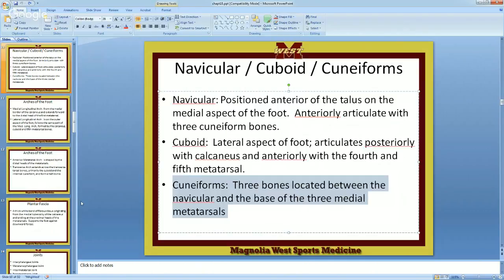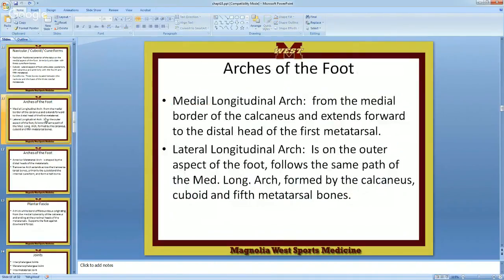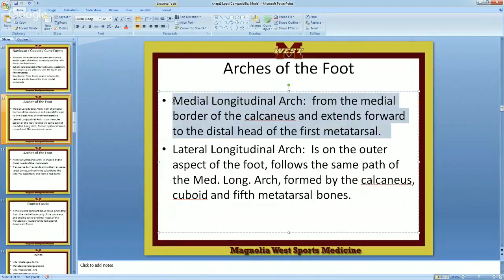All right. Slide 11, the arches of the foot. Which one is from the medial border of the calcaneus and extends forward to the distal head of the first metatarsals? All right. That looks familiar.